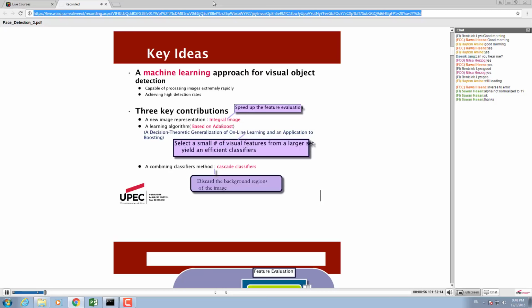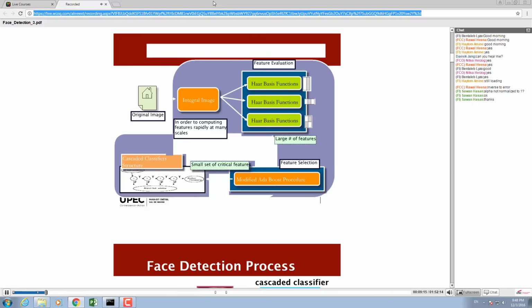So the main target of the cascade classifier is to speed up the classification step. Instead of using the whole 2,000 features and 2,000 weak classifiers, the cascaded classifier applies those 2,000 weak classifiers in a cascaded way, in a kind of hierarchical way. Okay, so let's see how it's working.